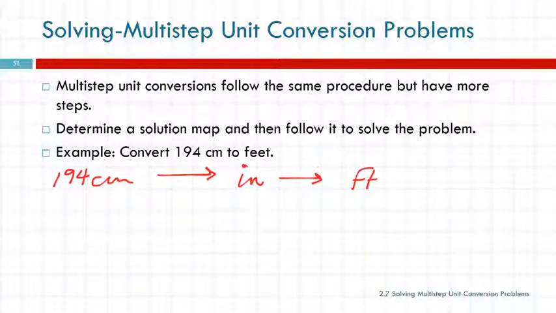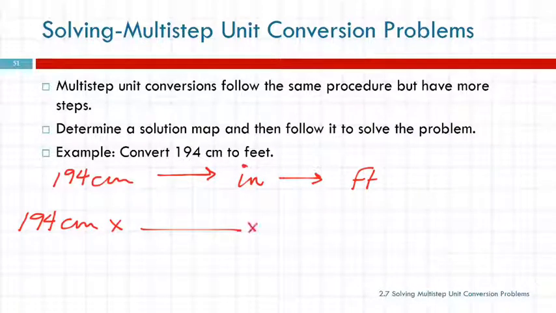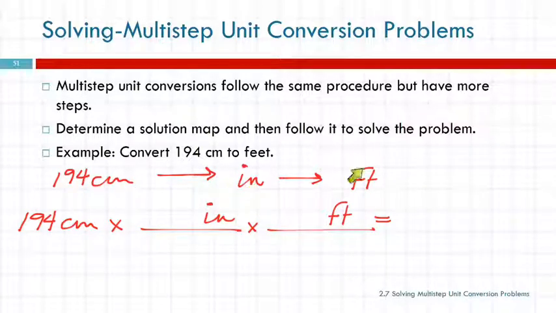This one has two arrows, so it's going to have two fractions. I start with 194 centimeters, and then I'm going to draw the two fractions. This path I've written down tells me what to do. Centimeters, inches, feet. Those are the units I'm going to write here. I already have centimeters. The next one will be inches, and then feet. Dimensional analysis: you put the units in, and then you mess around with the numbers. You see how that works?